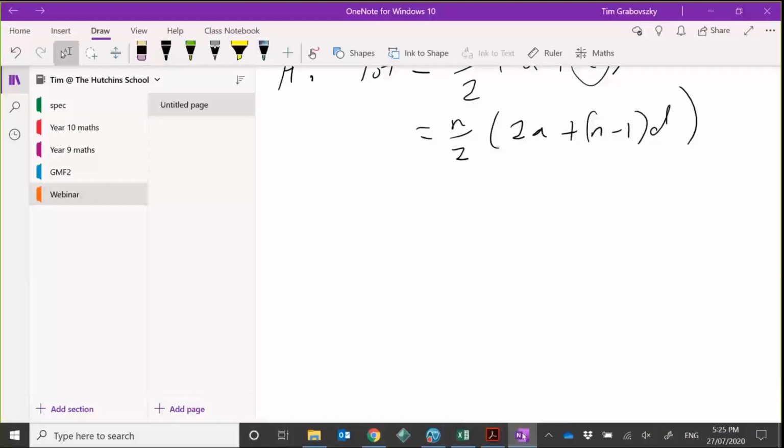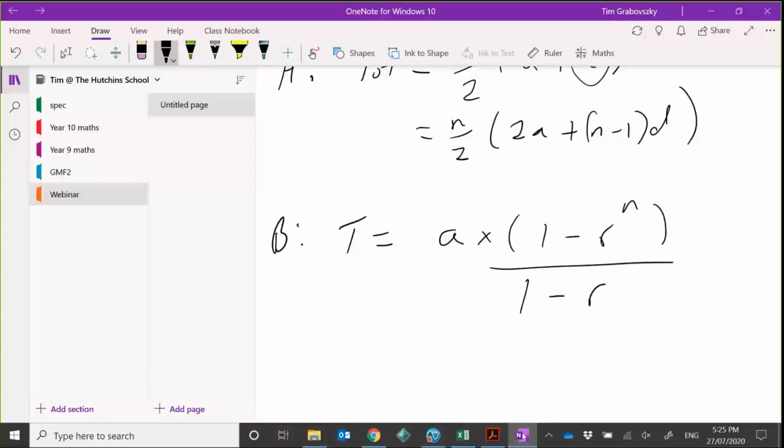Now for the second company, we have a geometric progression. So we've got to use the formula for company B. The total is going to be A multiplied by 1 minus R to the power of N over 1 minus R. That is the formula for the sum to N terms of your geometric progression.